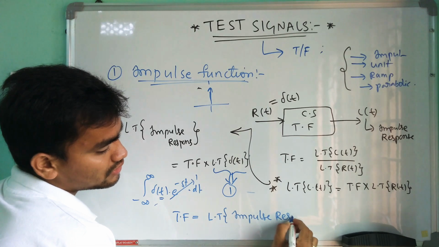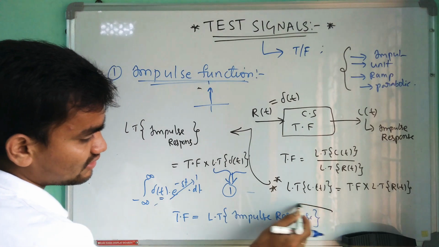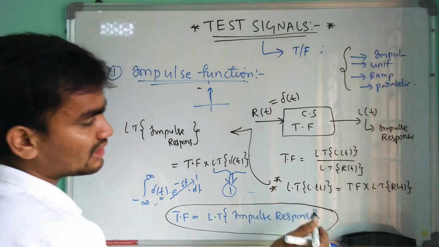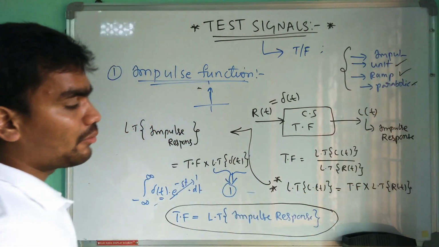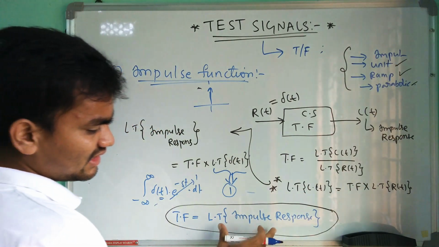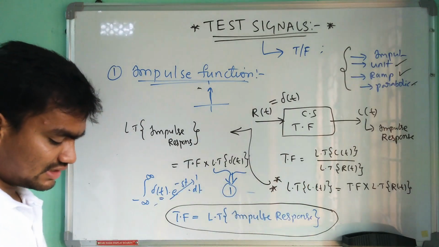We are going to use this relation, that is transfer function equals the Laplace transform of the impulse response, to obtain the remaining three, that is the unit step, ramp and parabolic functions. So from this basic relation, you can derive all the other three.